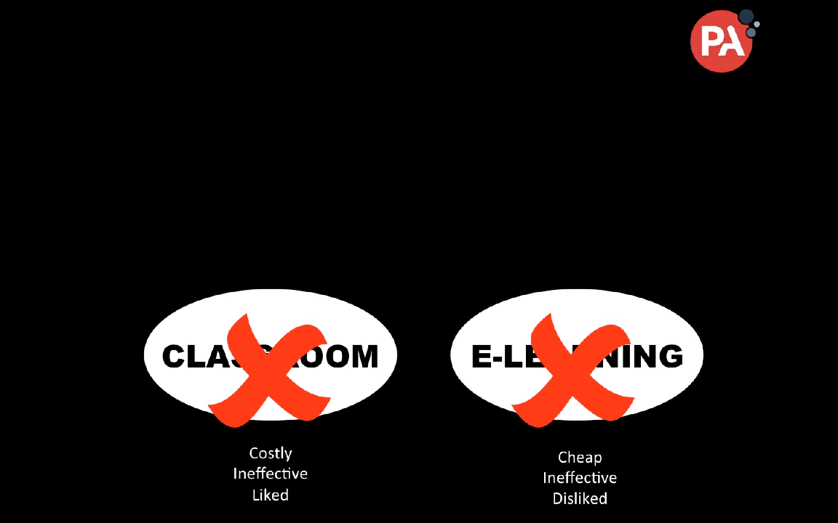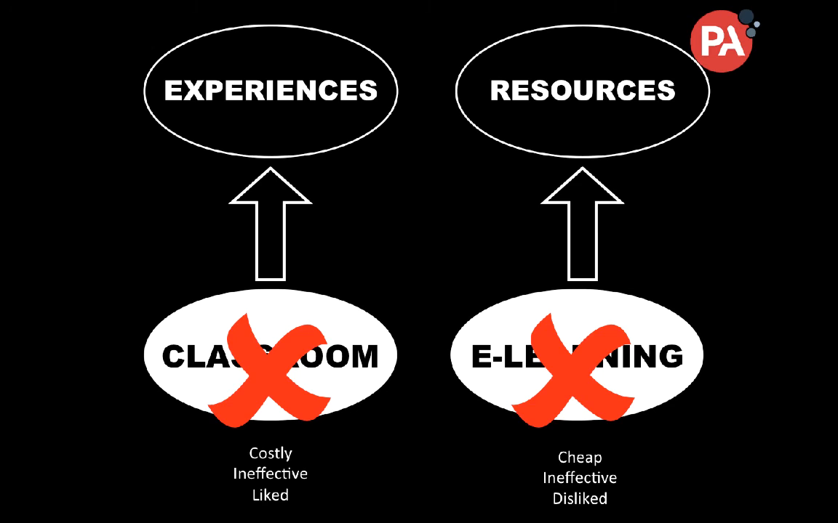So what do we do instead then if classroom and e-learning aren't working? Instead of classroom, we do experiences or experience design. You can design an experience that people will learn from without dumping content. And instead of e-learning, you build resources. You understand what people are trying to achieve, and then you build resources that help them achieve those things.